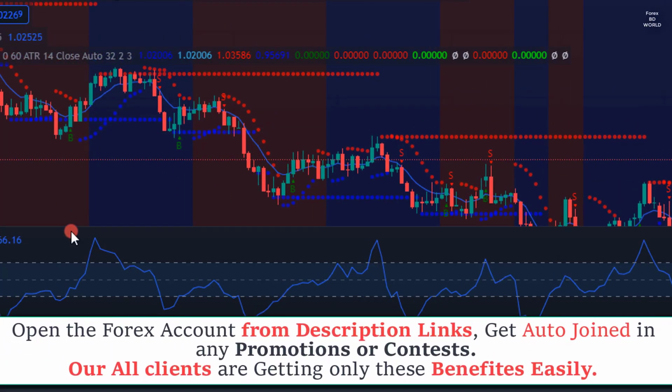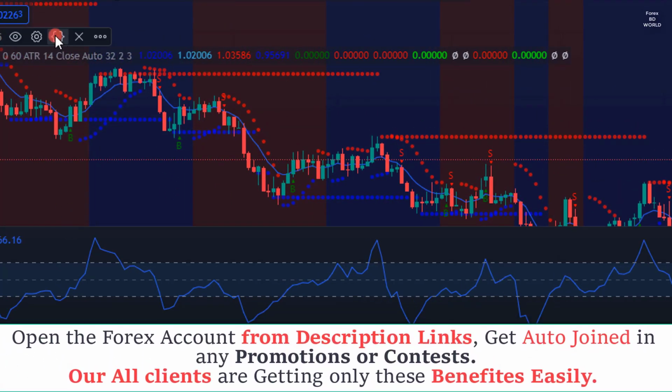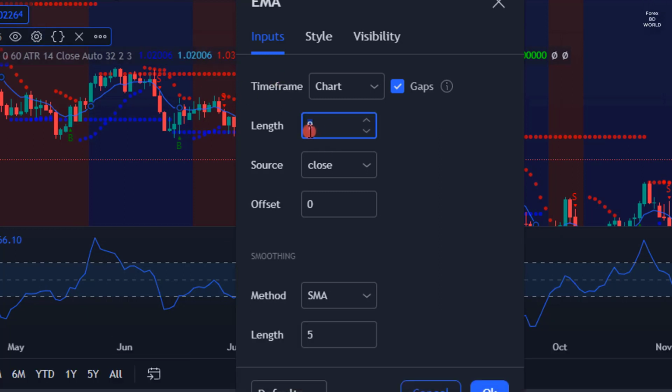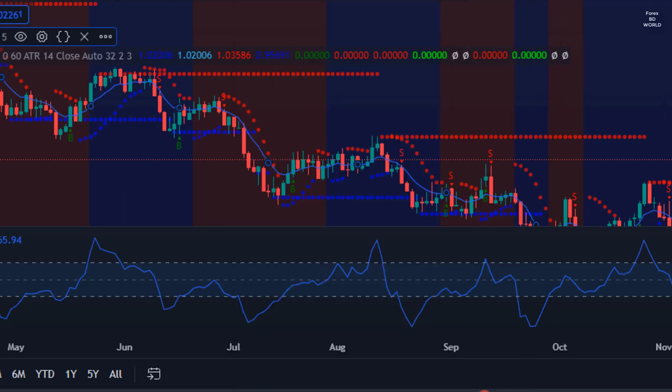We will make some settings. At the beginning, I set the EMA indicator. Here just come to the input option and set the length to 50. I am again saying that the length will be 50. Then we will set the CCI indicator.